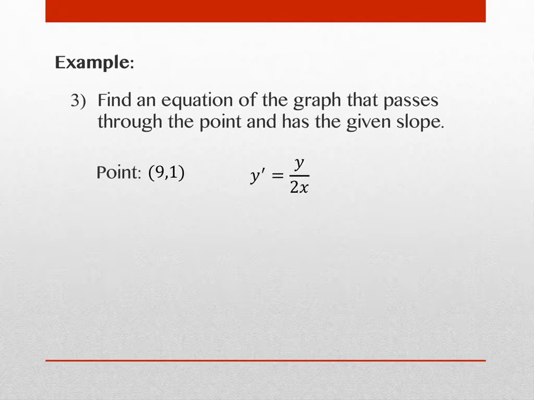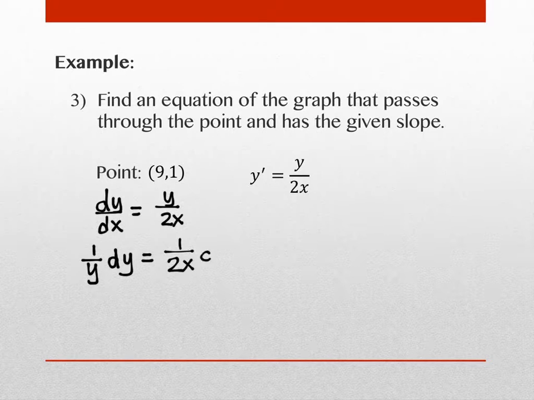So starting with this, I have dy dx equals y over 2x. Now what? Okay, multiply by the dx. So we're going to divide by y to get 1 over y on the left, and we're going to multiply by the dx, so now we have 1 over 2x and dx on the right. So in some sense, I multiplied by 1 over y, and I multiplied by dx.